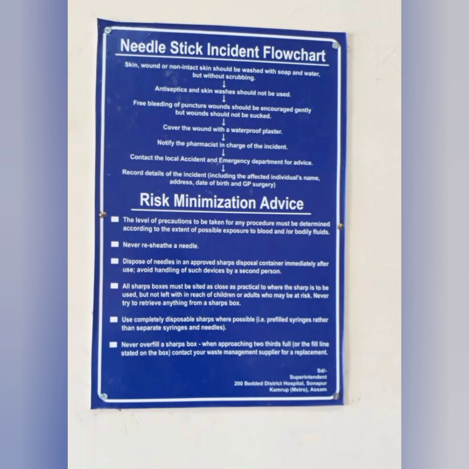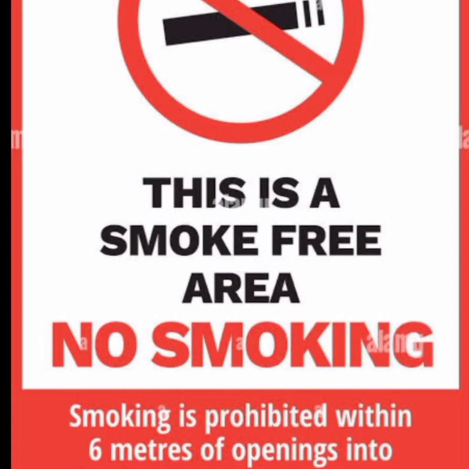Next important IC material you need to have in your HWC is the needle stick incident flowchart. Already regarding the needle stick injury, I have made another video, so you can go to the description link and watch the video in full detail. Then you need to keep the smoking free area IC material in your HWC.